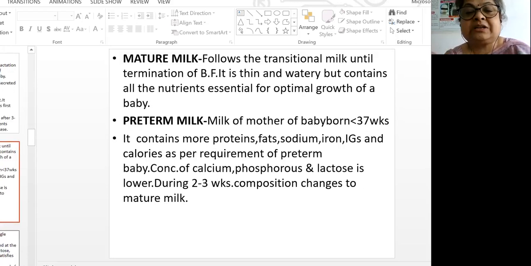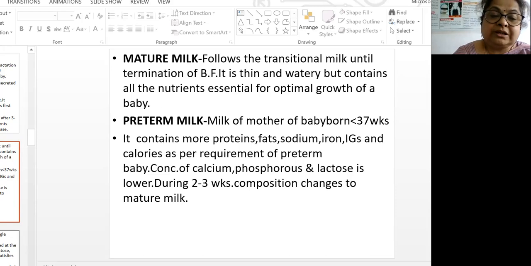So what is the mature milk? It follows the transition milk until the termination of breastfeeding. It remains the same. It is thin and watery, but contains all the nutrients essential for the optimal growth of a baby. That is why we tell that there should be exclusive breastfeeding up to 6 months of age, as all the nutrients required by the baby for optimal growth are present in the breast milk. Nothing else is required. Even water is not required.